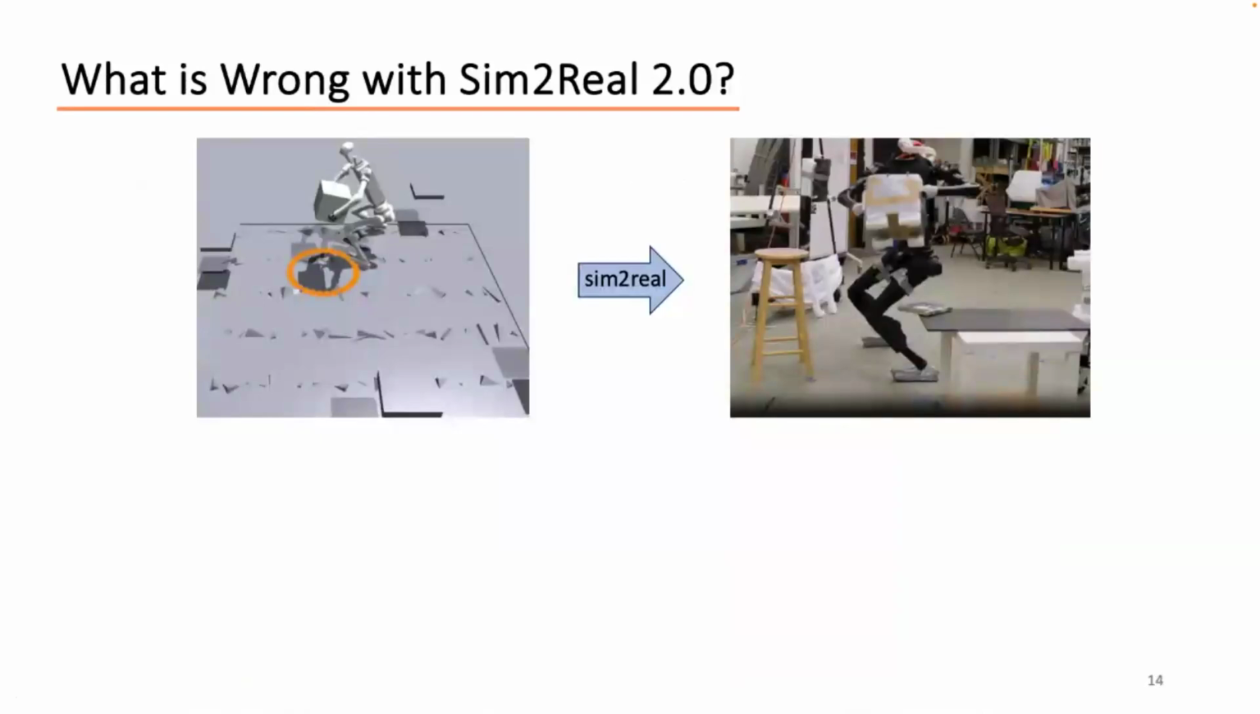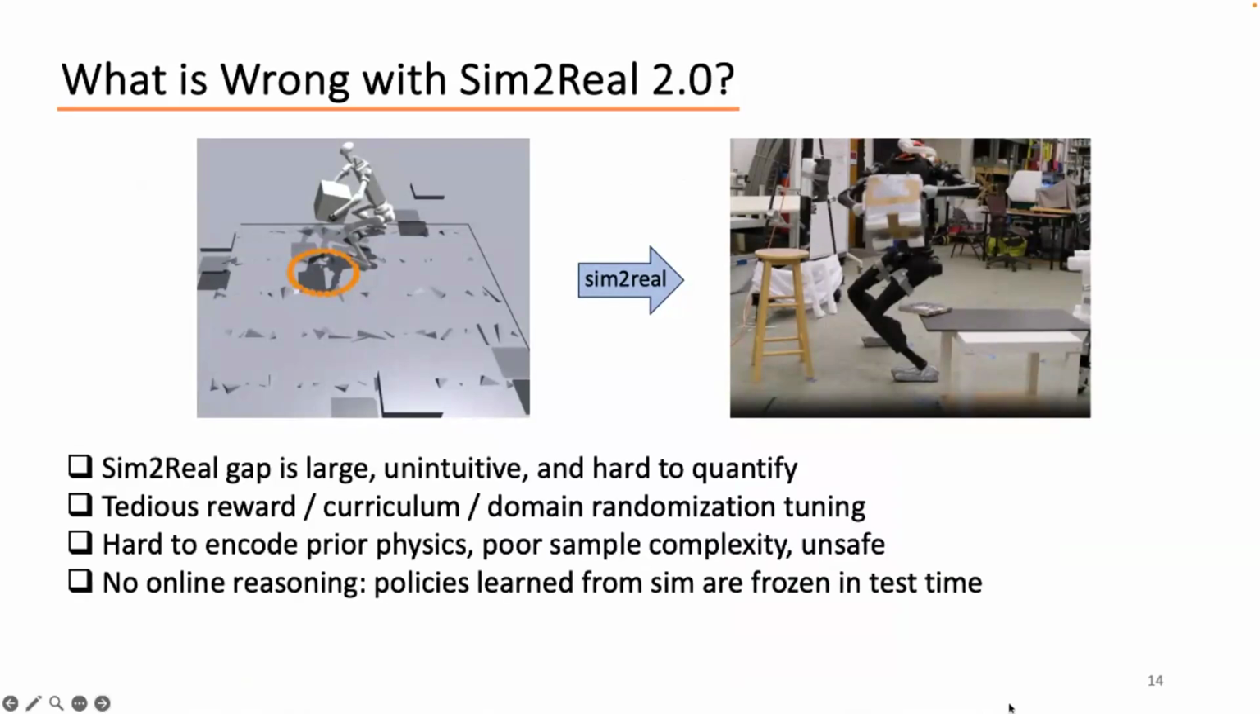One learning from scratch. So let's summarize what's wrong with it, because the demo seems pretty cool, right? The humanoid can do many different things using Sim2Real 2.0, but what's wrong in its Sim2Real process? I do think the Sim2Real process has some fundamental issues, like the Sim2Real gap is large, unintuitive, and very hard to quantify. You don't know what's going wrong. And Sim2Real tuning needs very tedious reward tuning, curriculum tuning, and domain randomization tuning. The best method, unfortunately, is still graduate student descent, GSD. And it's very hard to encode prior physics, right? Very poor sample complexity, and it's unsafe.